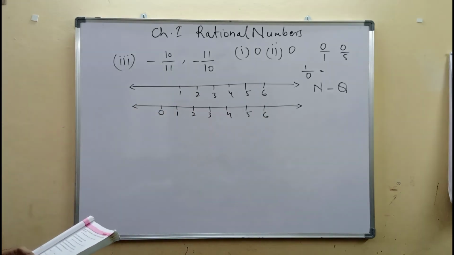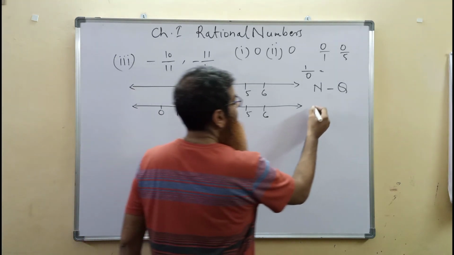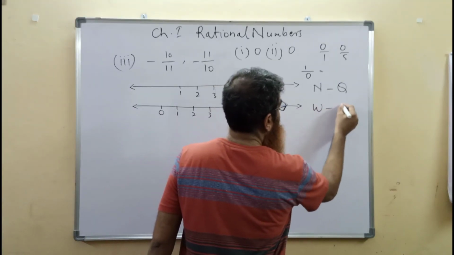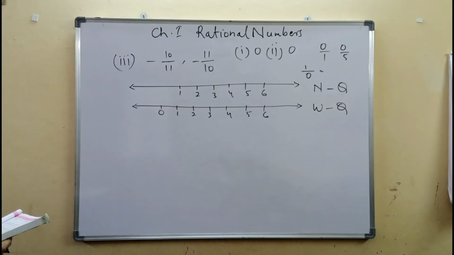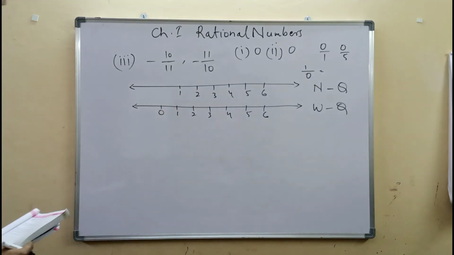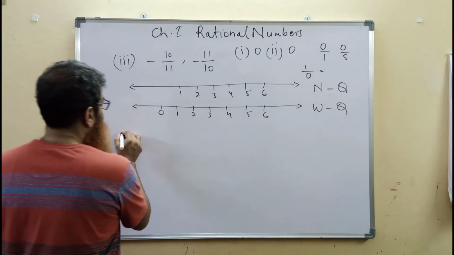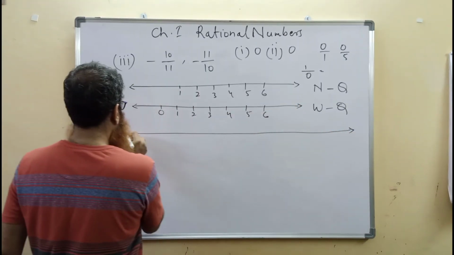Which set of numbers are marked on this line, on the above line or on this line? They are whole numbers as well as rational numbers. Then on another number line, there are some more numbers marked on them.